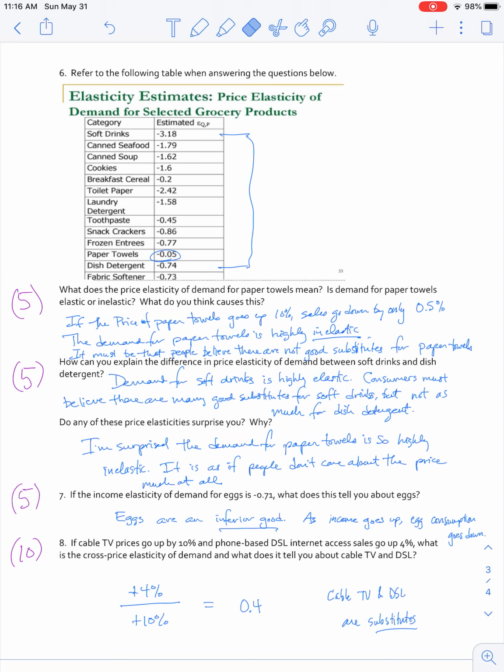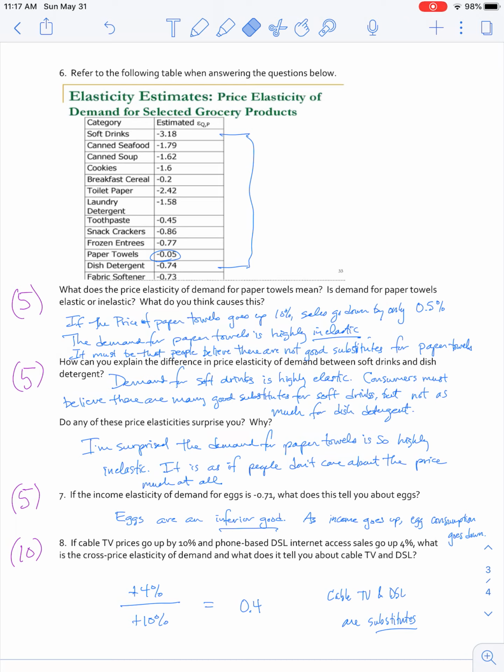But let's look. In the first part, what does the price elasticity of demand for paper towels mean? Is the demand for paper towels elastic or inelastic? Well, I circled it here, and paper towels is third from the bottom. It's minus 0.05. What does that mean? Is that price elasticity of demand elastic or inelastic? Oh, it's inelastic. It's very, very inelastic.